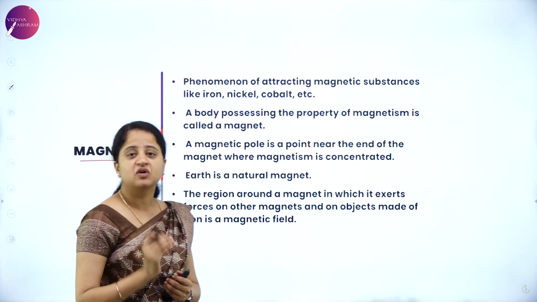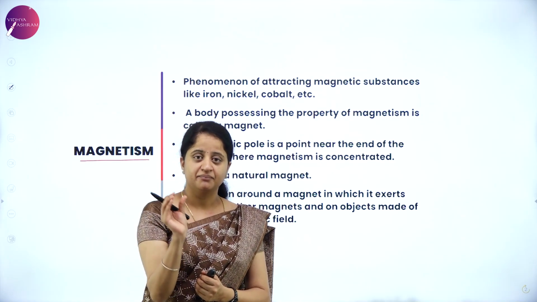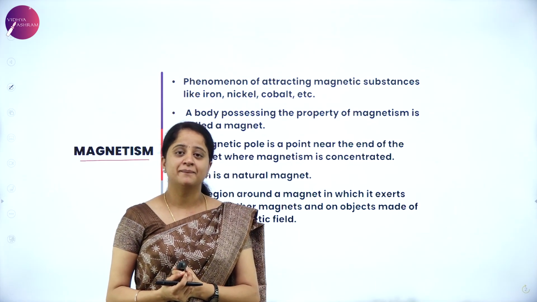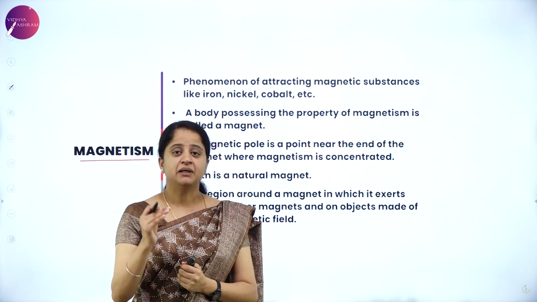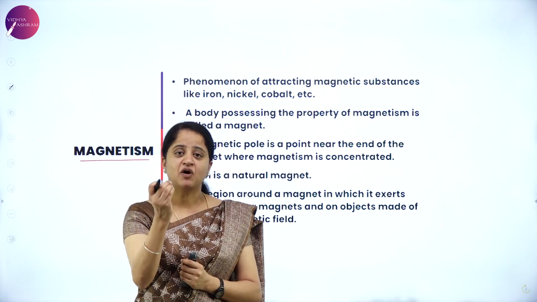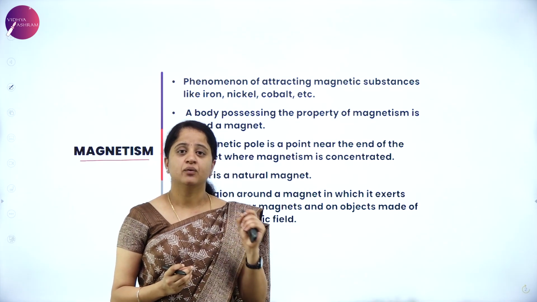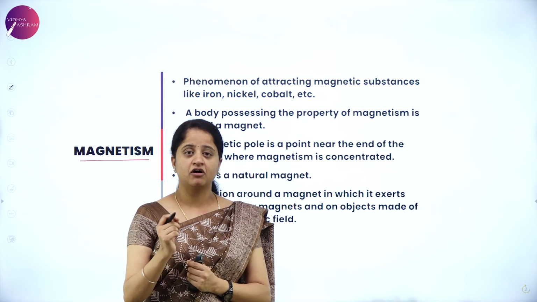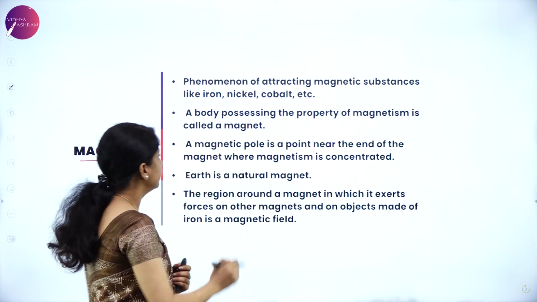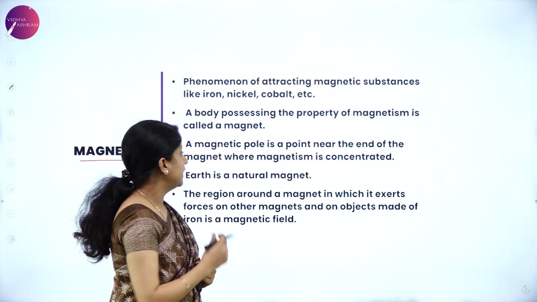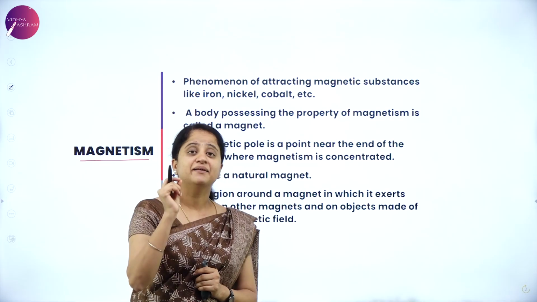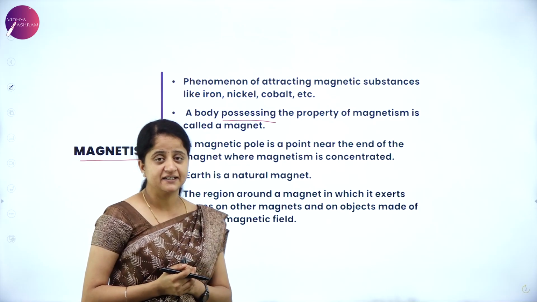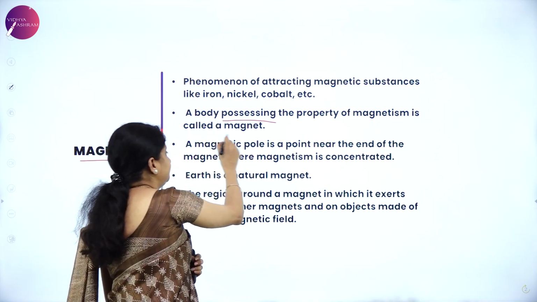What is the term magnetism called, and where is it derived from? The term magnetism or magnet is derived from the name of a place called Magnesia in Greece. It is believed that people in Magnesia observed that small iron filings were getting attracted towards an ore, and they named it a magnet. What is that attraction property of the ore? The phenomenon of attracting magnetic substances like iron, nickel, cobalt, etc. and the body which possesses this property of attraction, this property of magnetism, is called a magnet.